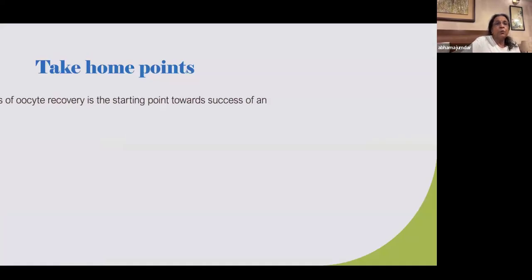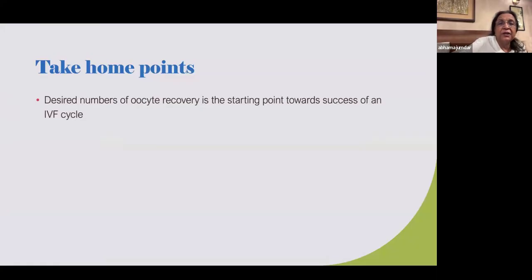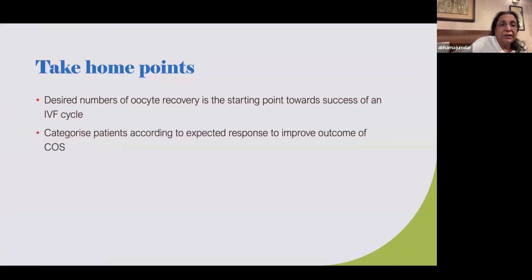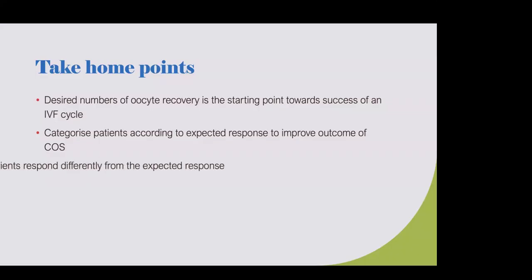So take-home points would be: desired number of oocyte recovery is the starting point towards success of an IVF cycle. Categorize patients according to expected response to improve outcome of COS. But yes, we have to look at other factors later on, the previous response. And even if she looks like a normal responder and has appeared as a poor responder in the previous cycle, we might have to change the dose, the strategy, everything for the patient. And even the underlying diagnosis, like if she has endometriosis or there is hypo.